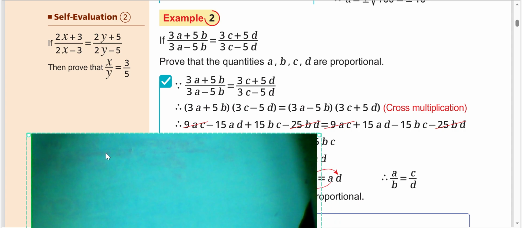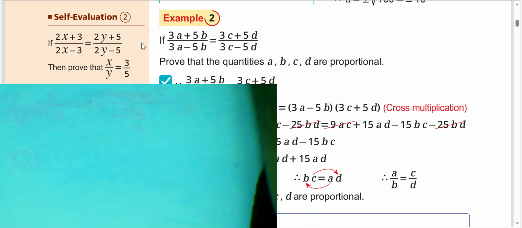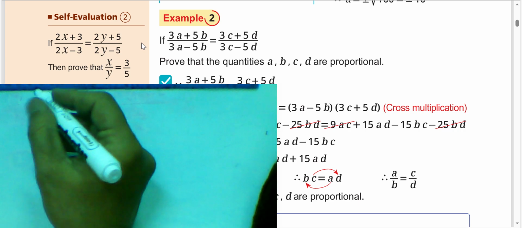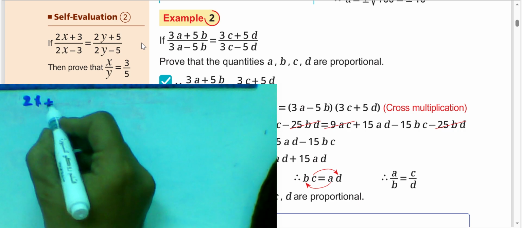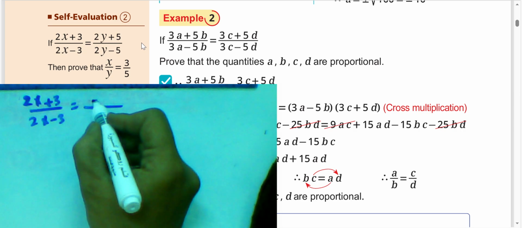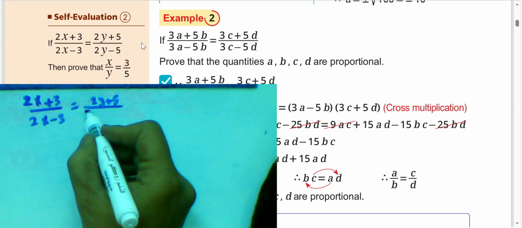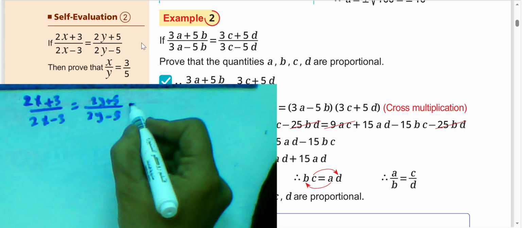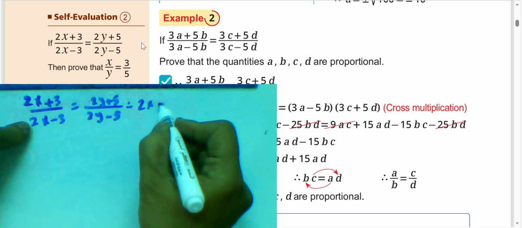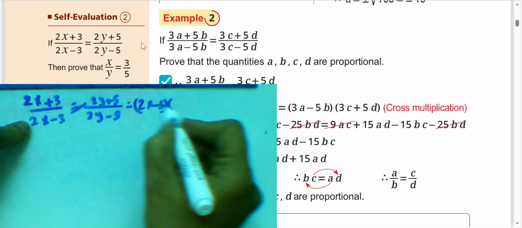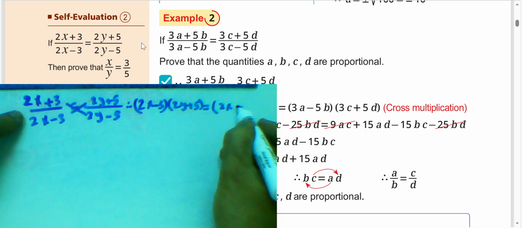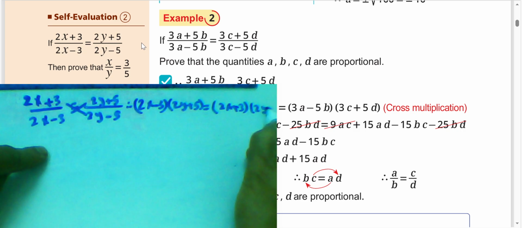Solution number 2: we want to prove that x over y equals 3 over 5. If we have two equivalent quantities, we know the product of extremes equals the product of means. We have (2x + 3) over (2x - 3) equal to (2y + 5) over (2y - 5). Then the product of extremes equals the product of means. You can write (2x - 3) times (2y + 5) equal to (2x + 3) times (2y - 5).